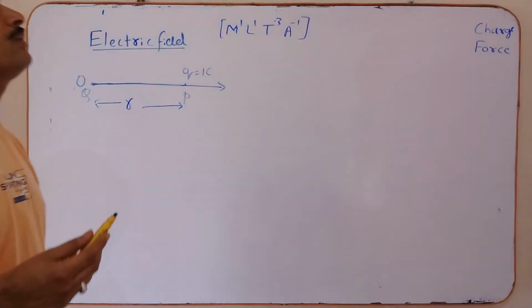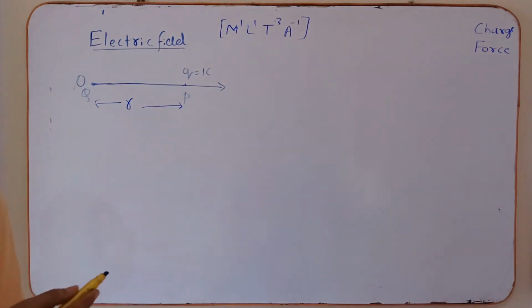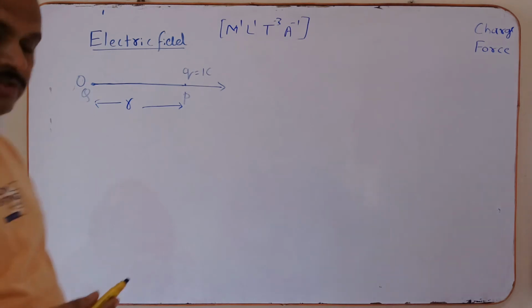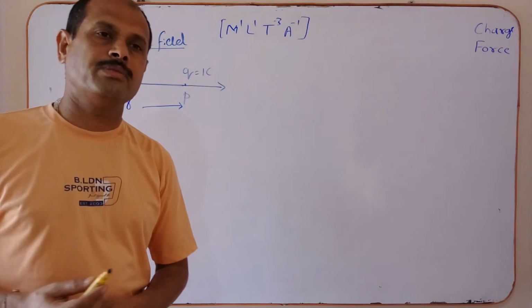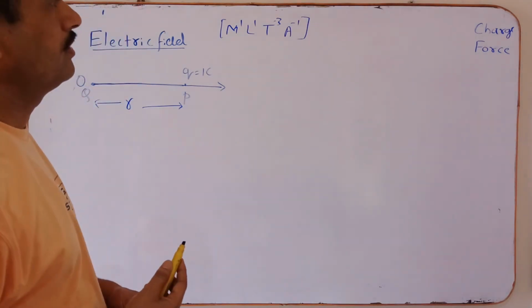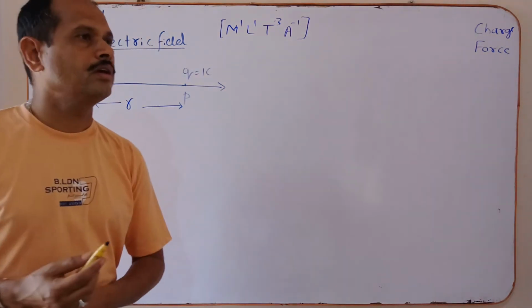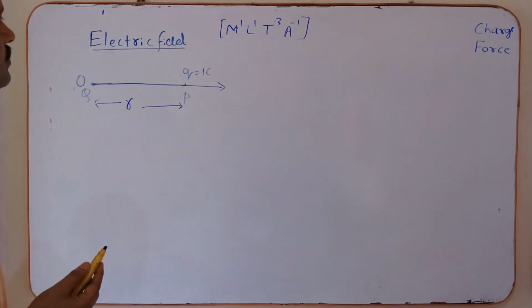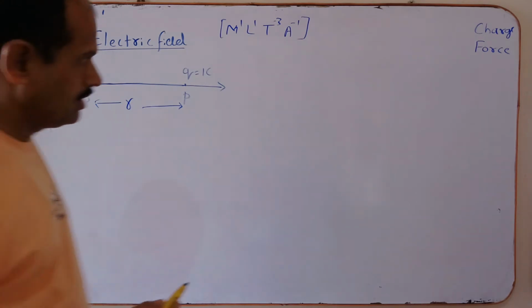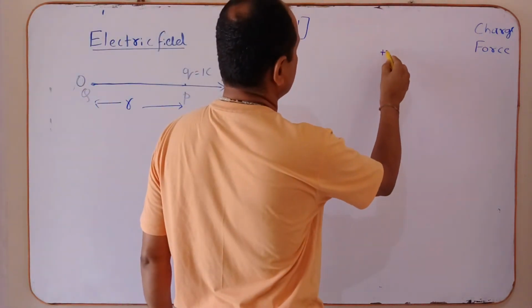With the help of Coulomb's law, how do we measure the force? F is equal to 1 upon 4 pi epsilon naught Q1 into Q2 divided by R square, and the two charges are placed in the air medium. Now, the important concept is the electric field. What is the electric field? Now you take any charge here.